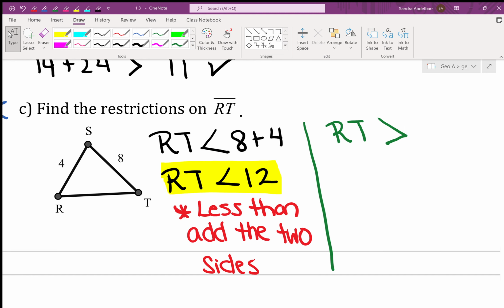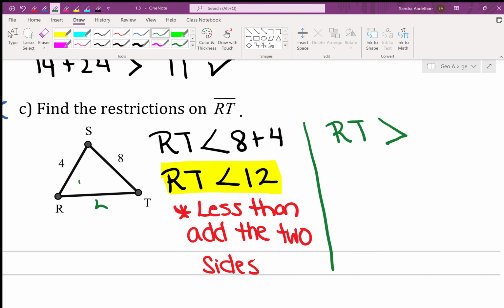Good. 4. How did you do that? Well, if it was anything less than 4, it just wouldn't. Good. Or it can't even be equal to 4, right? So if I put a 4 here, 4 plus 4 is equal to 8. The sum can't be equal to the third side. What does it have to do? It has to be greater than the third side.